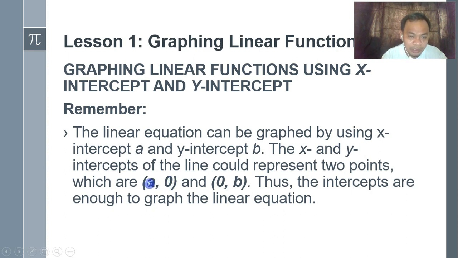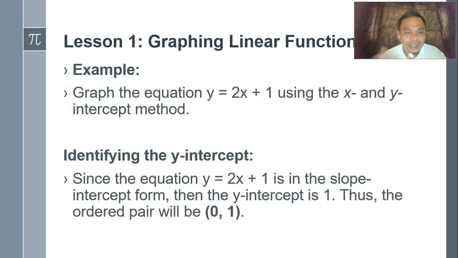A is our x-intercept. Then the second point has x equal to 0 and y is b, right? This is the y-intercept. Thus, the intercepts are enough to graph the linear equation. Okay, so example. We will use the example from earlier.